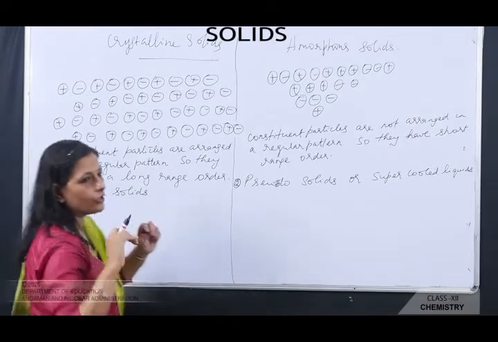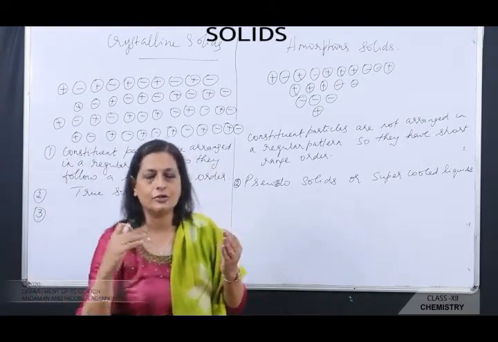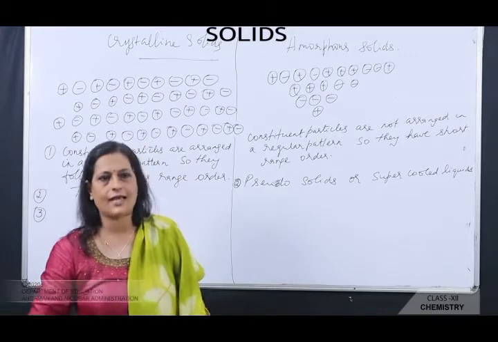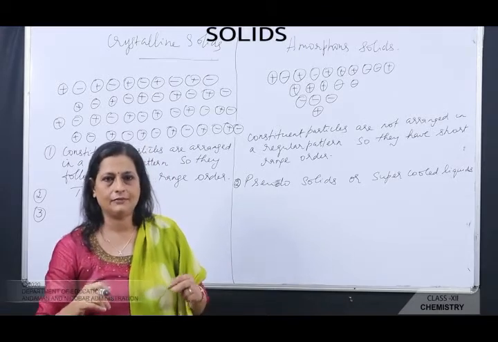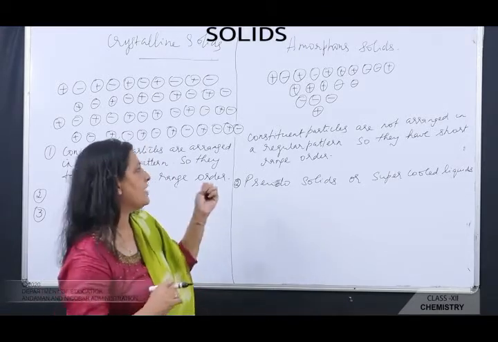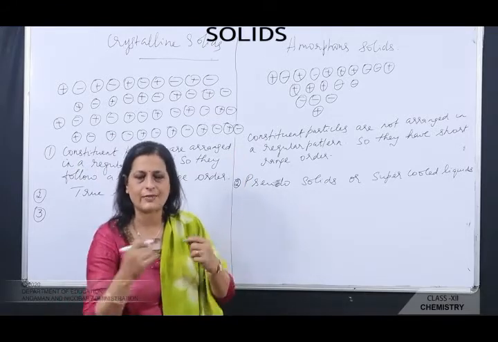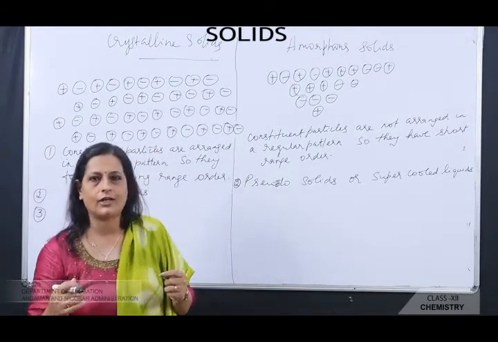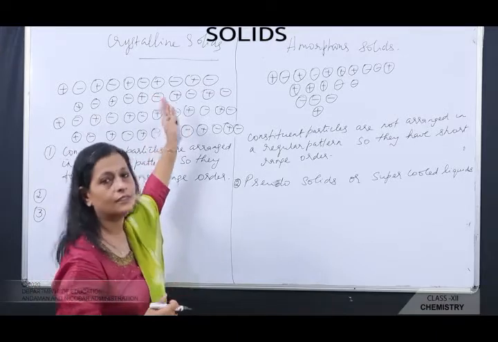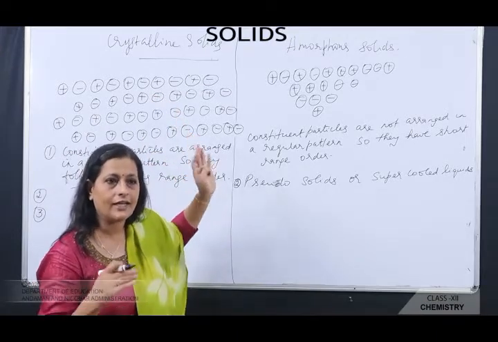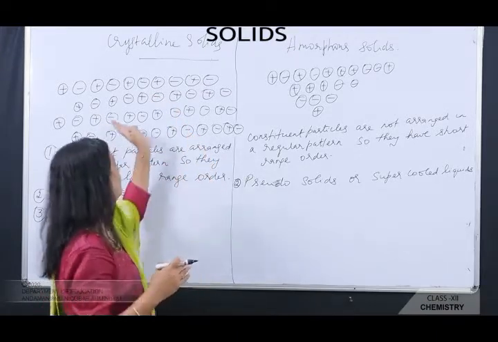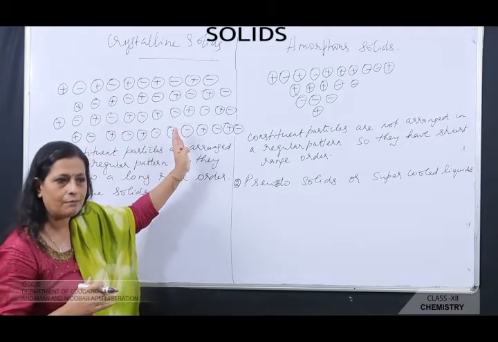Say you know about marble, and you also know about chalk. Both are made up of what? Calcium carbonate. Are both the same? Marble is hard and chalk is what? Soft. You can just break the chalk. So chalk is what? An amorphous solid, and marble is what? Crystalline solid. Why? In case of marble, the particles are arranged in a regular pattern.